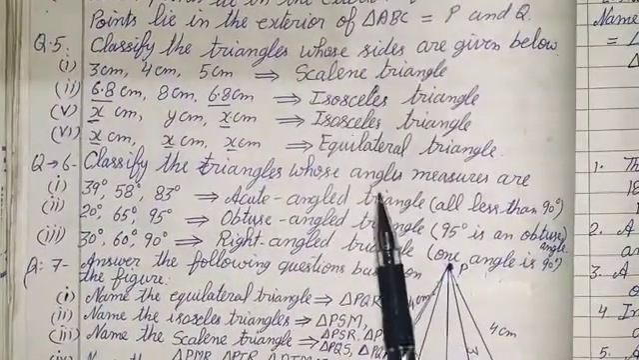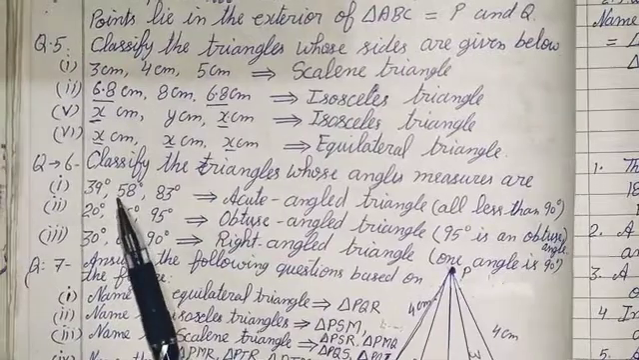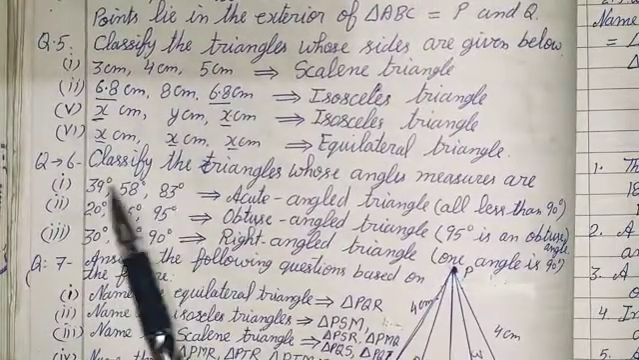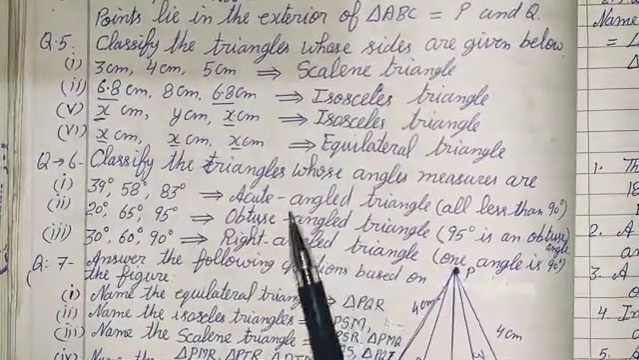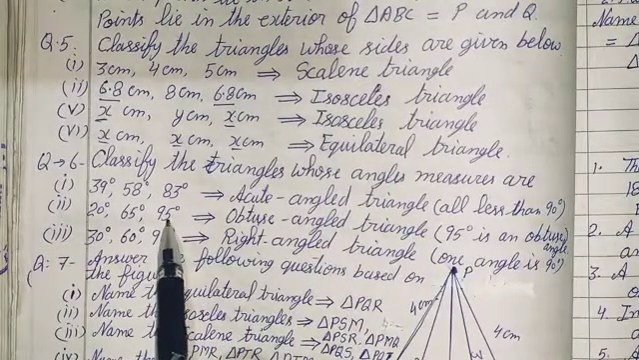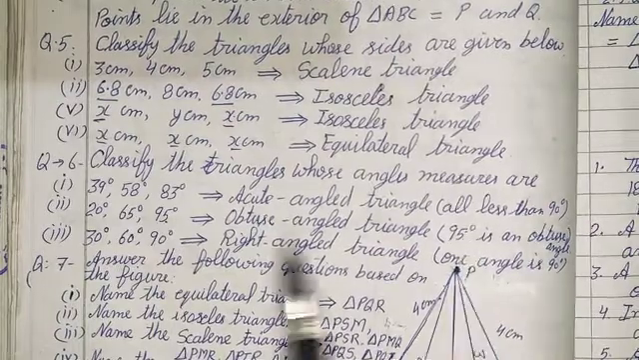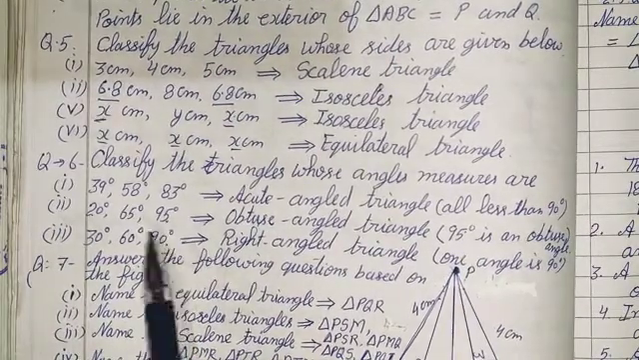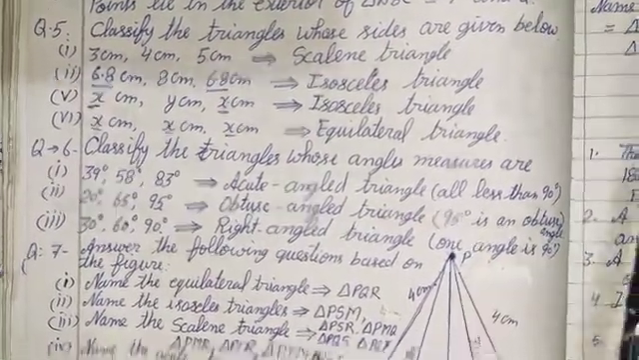Now classify the triangles whose angle measures are given. 39, 58, 83. All the angles are acute, so this is an acute angle triangle. One angle is more than 90 degrees, that is obtuse, so it is an obtuse angle triangle. And here one angle is 90 degrees, so this is a right angle triangle.